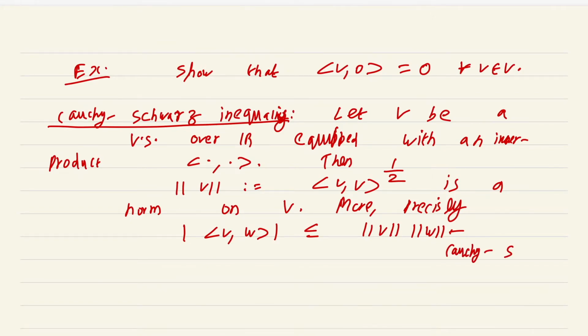So this is the actual Cauchy-Schwarz inequality, which immediately gives the fact that this definition of norm indeed gives a norm. So this will indeed be a norm from the Cauchy-Schwarz inequality. Let's first prove the Cauchy-Schwarz inequality and see how the triangle inequality follows from it. The other properties of a norm are rather obvious, and I'm going to leave them to you.